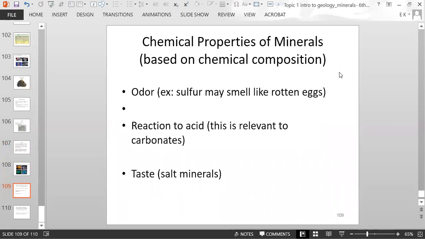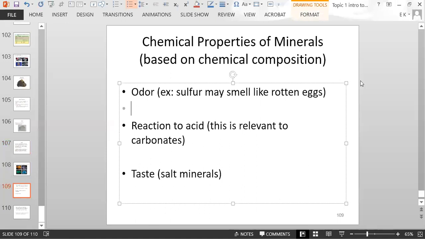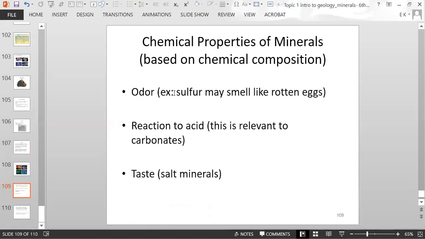Okay, and then chemical properties of minerals, which are based on the chemical composition, we could talk about the odor of anything that has sulfur in it. So the mineral sulfur smells like rotten eggs, but then there's another mineral called sphalerite, which contains sulfur in it, which also smells like rotten eggs. Reaction to acid, which is relevant to carbonate minerals, which I showed you a few minutes ago. And taste. So if you have halite or salt, it's going to taste salty. That is a chemical property.